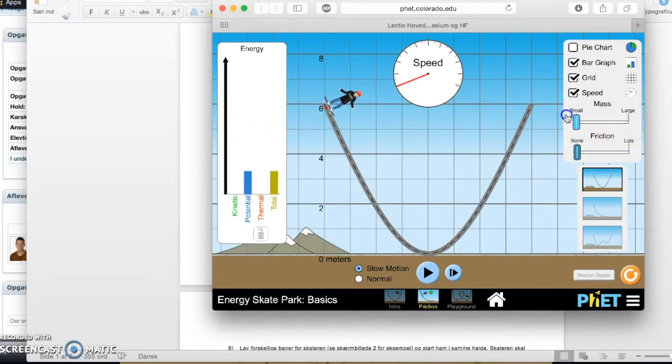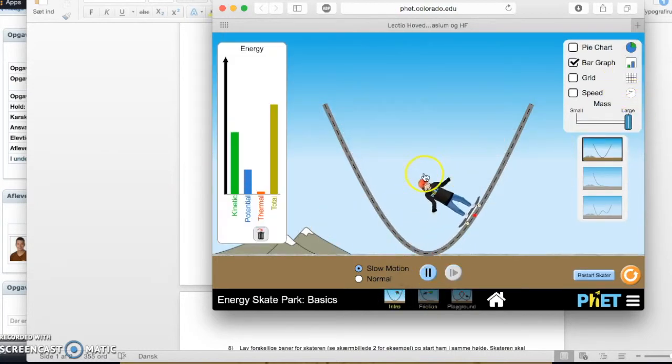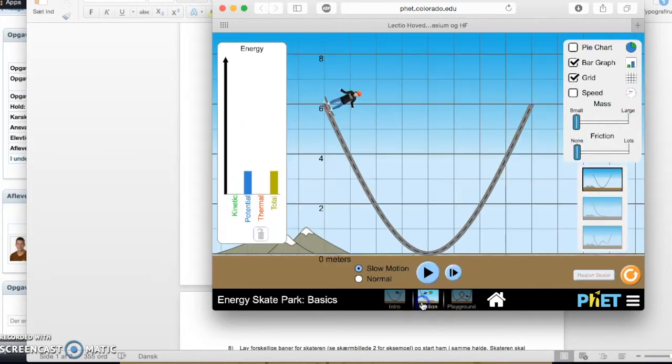And we have a mass here that determines how big he is and so on. And over here we can see the potential energy, the total energy, and the kinetic energy. And we have thermal energy, but that is always going to be 0 because we have no friction. We have no friction, and that means no thermal energy. So see here, when I put friction up, thermal energy comes up. So put that down and there will be no thermal energy.